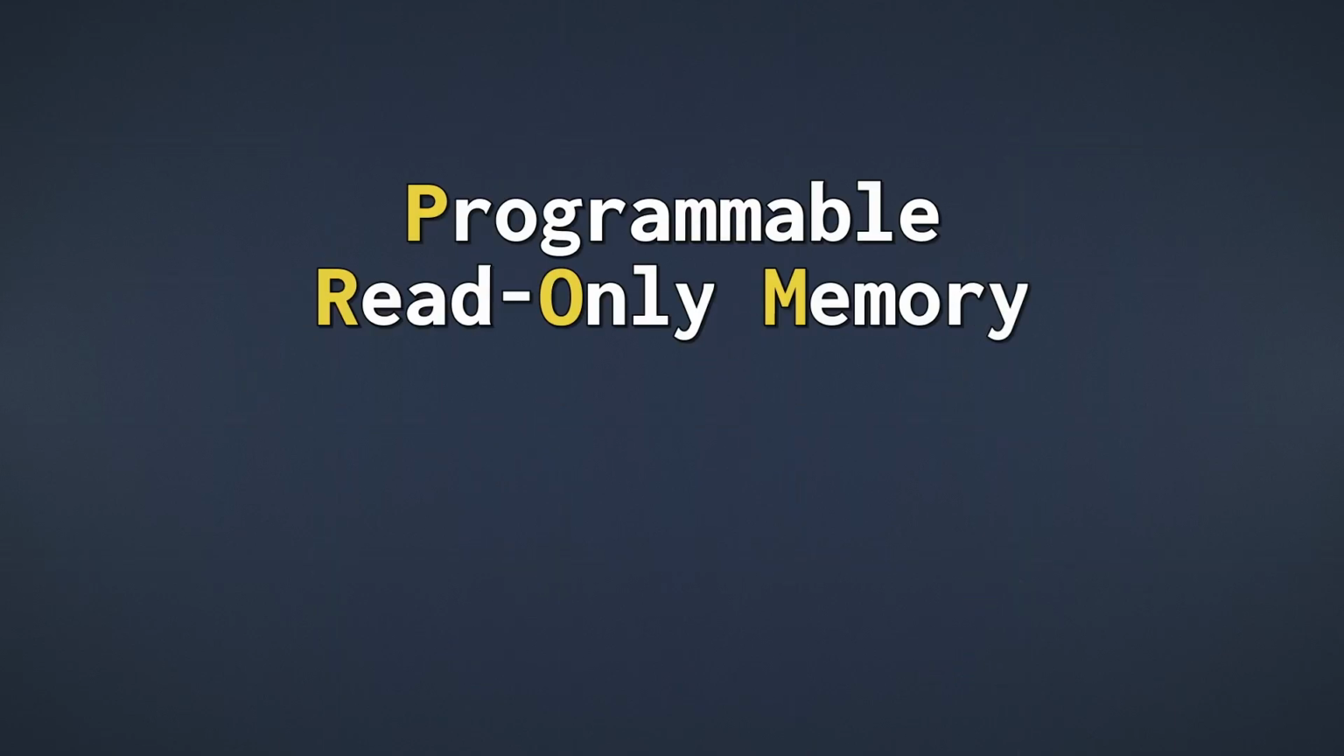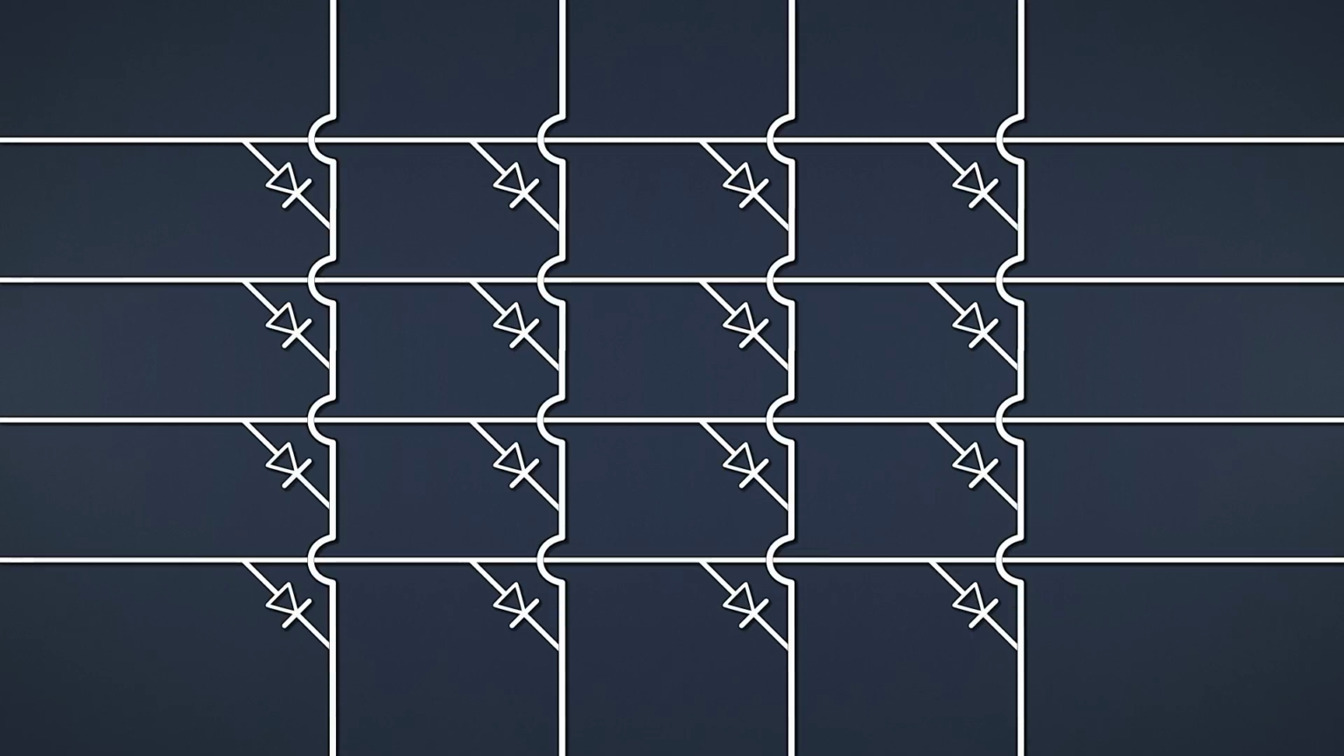PROM stands for Programmable Read-Only Memory. This kind of ROM can be programmed in the field rather than by the manufacturer. Let's go back to our diode matrix from earlier. Again, we have a nice grid of data. Here, every cell is a 1 because they all have diodes.